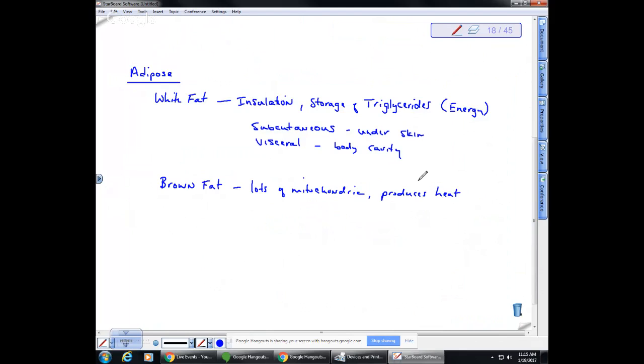And interestingly, there's lots of it in newborns. Newborns have much more. So when you see newborns, even if they're really cold, you generally do not see them shivering, right? They don't shiver. They just simply kind of sit there, maybe turn blue. But the newborns are using their brown fat to produce heat. We can have brown fat as well, and it's located primarily in adults up near the neck region.